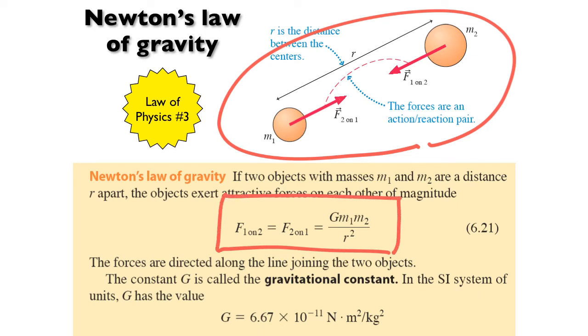And this is Newton's law of gravity. The force between any two objects is given by this expression. Mass 1, mass 2, separated by distance r. The force between them, which is always attractive, is big G, which is this constant right here, times the product of the two masses divided by the square of the distance. And this is a law of physics.